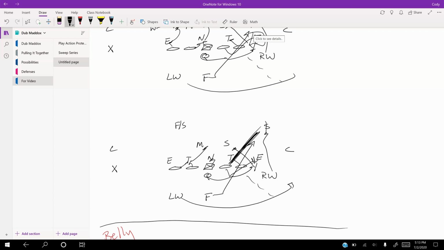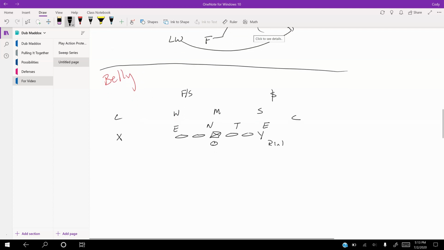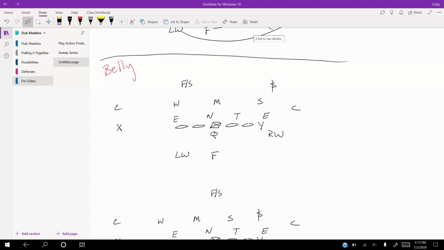And then the belly series, you're going to see how it's very similar. Belly series is going to be to the weak side. So we're going to go back to the 4-3 front first and take a look. So we're going to go down here. It's a little bit harder because we're going down to a nose, at least just in this look. We're going to cross block right here.